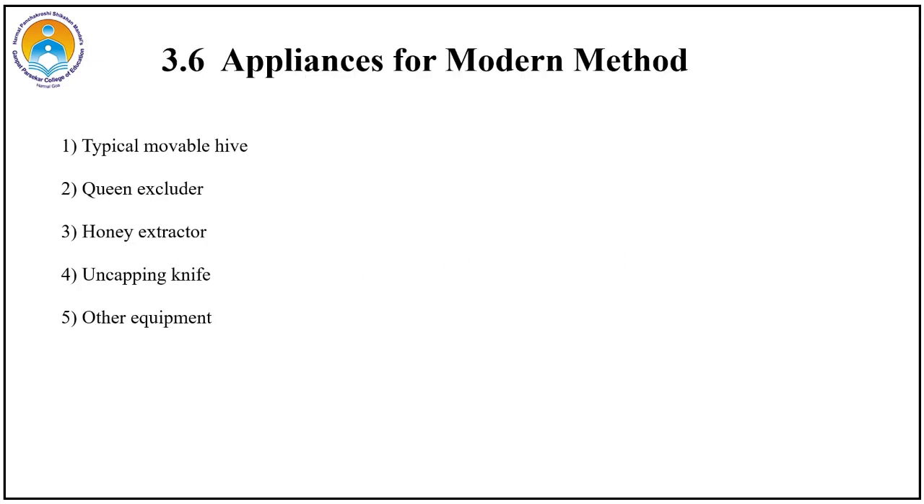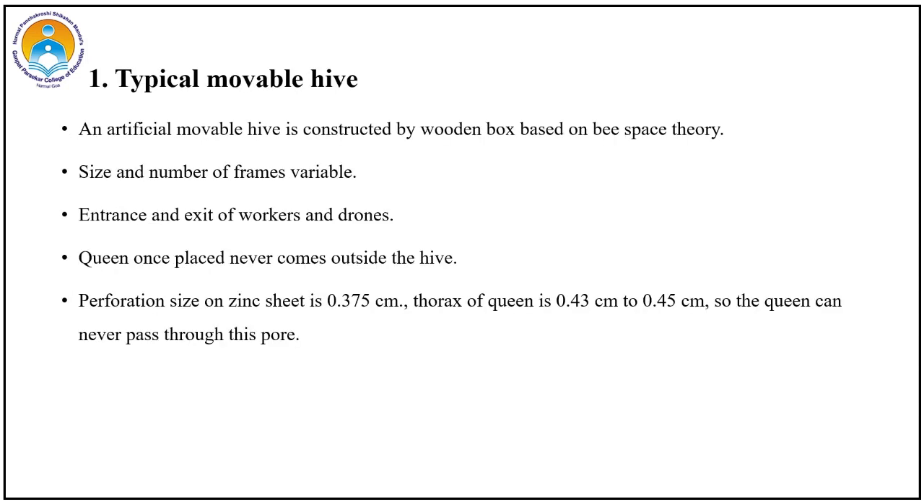Now let's talk about the appliances for the modern method. The first one is the typical movable hive, the second one is the queen excluder, the third one is the honey extractor, the fourth one is the uncapping knife, and the fifth one is other equipment. Now let's talk about the hive. In this method we are going to see a typical movable hive.